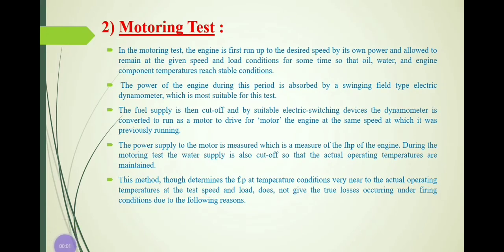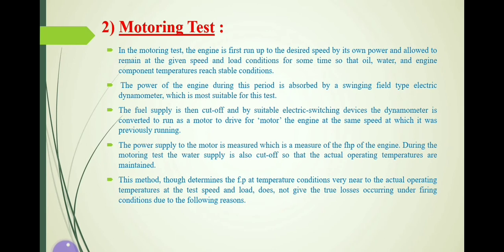Now we'll see the second method of measurement of friction power, that is the motoring test. In this motoring test, we have to start the engine and keep it running for some time at a constant speed. Because of this, the engine will come to a steady condition, meaning the temperature of the oil, water, and engine components will reach a stable condition, as well as we have kept the engine speed constant.